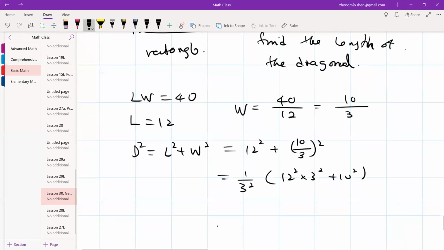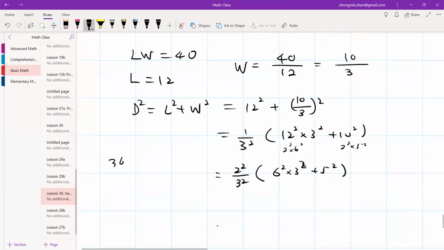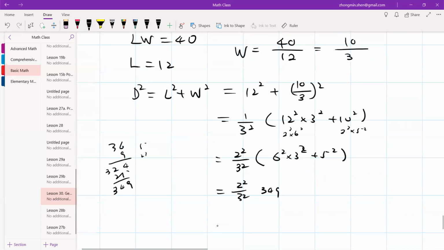This is a complicated number, but if it's an even number, you can take 2 out. 2 times 6 squared and 2 times 5 squared. So actually, you can take 2 out. Then you have 2 squared times 6 squared plus 5 squared. Let's compute it. 36 plus 25 is 61, times... that's what I got, 349. Then D is going to be the square root of 349.